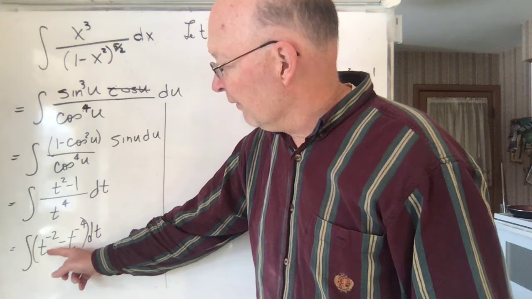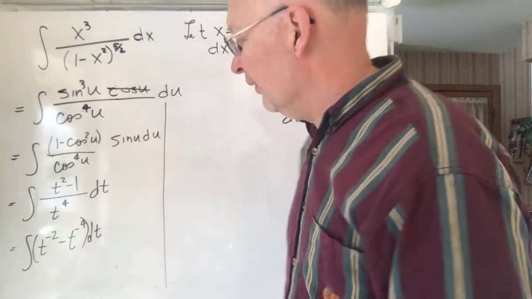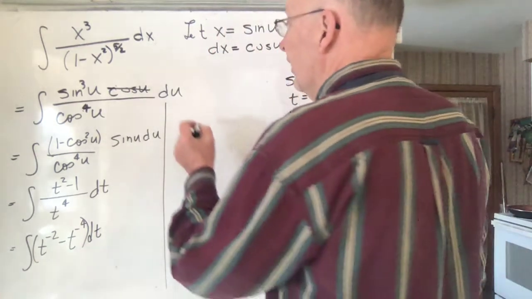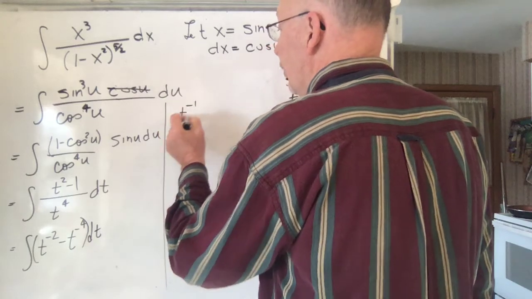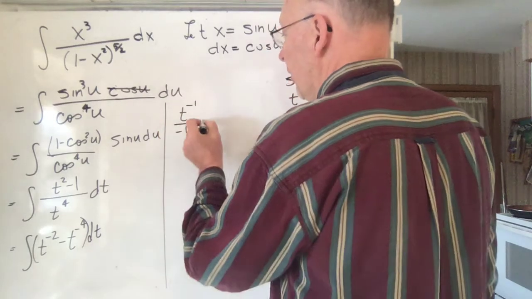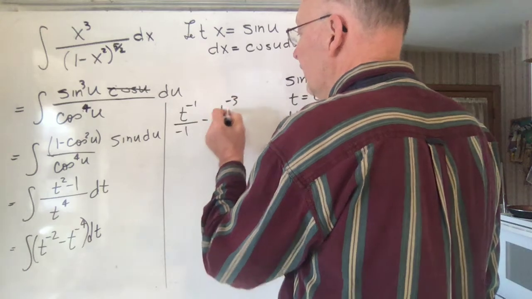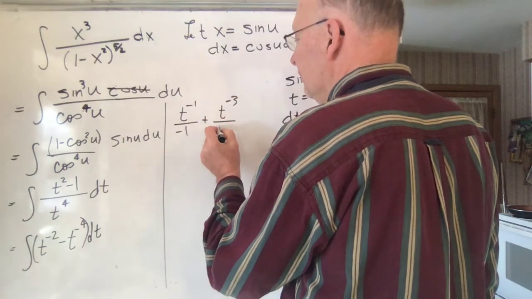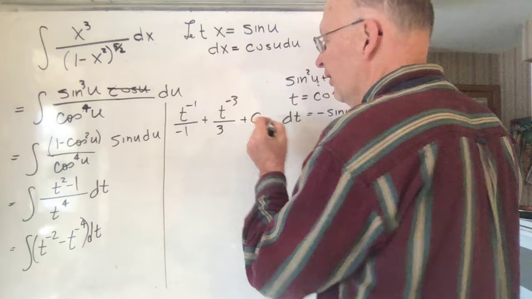So now what's the antiderivative? Now finally we can take the antiderivative. You add 1 and divide by it. So it's going to be t to the negative 1 divided by negative 1 minus t to the negative 3 divided by negative 3. So it's going to be that plus c.